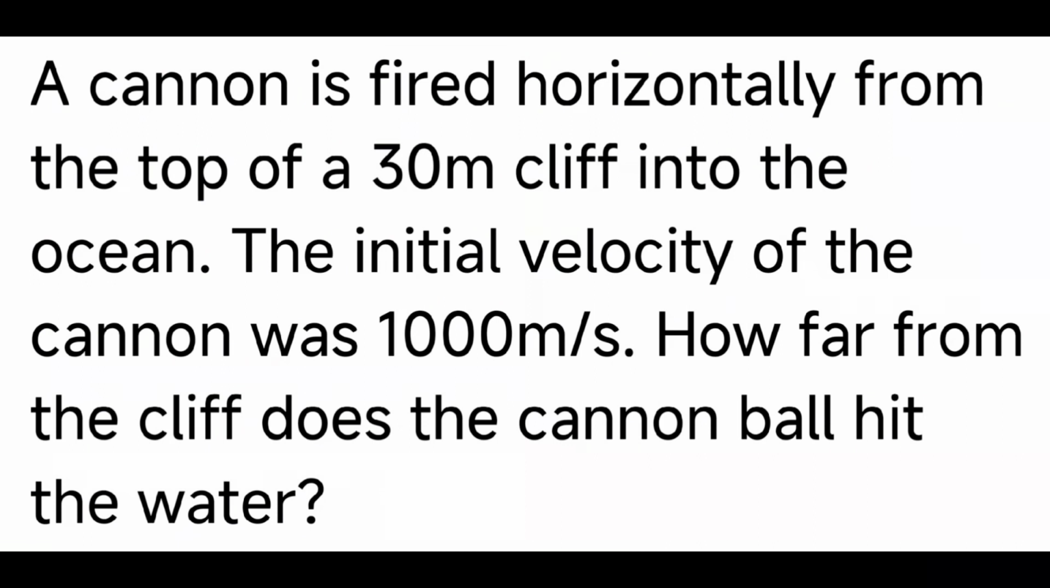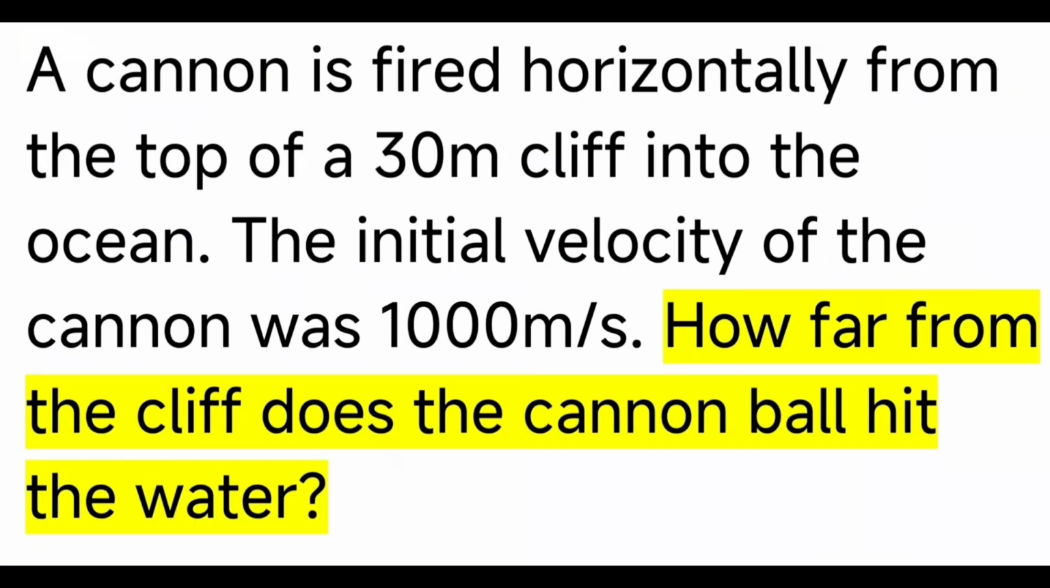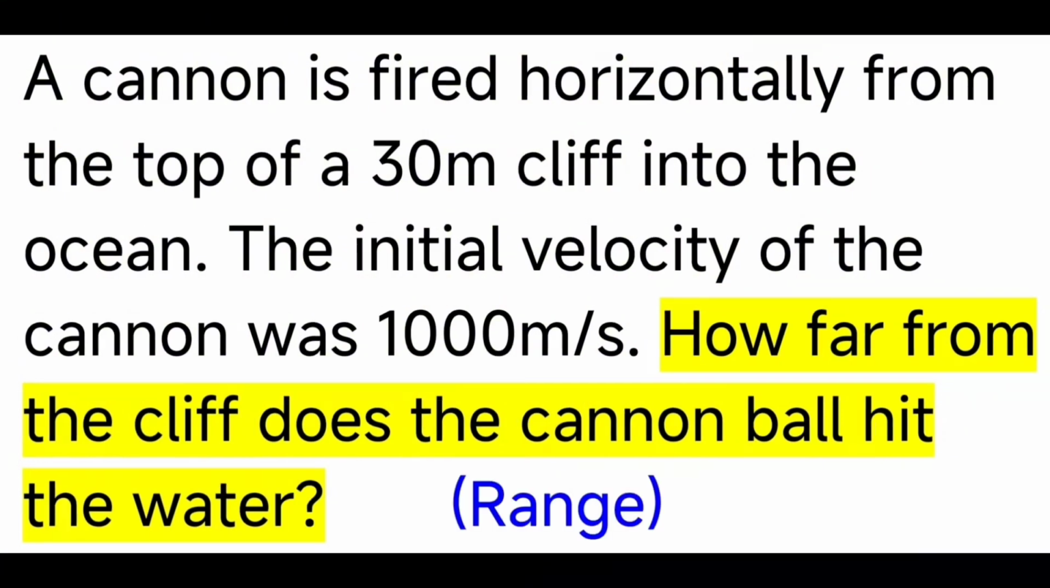Okay, first and foremost, if you have noticed, in this problem there's only one question and there is no given angle. For that reason, we can think that the 1000 meters per second is the final horizontal velocity for this problem. Now let's focus on the question. The question is: how far from the cliff does the cannonball hit the water? So obviously we are asking about the range of the projectile.